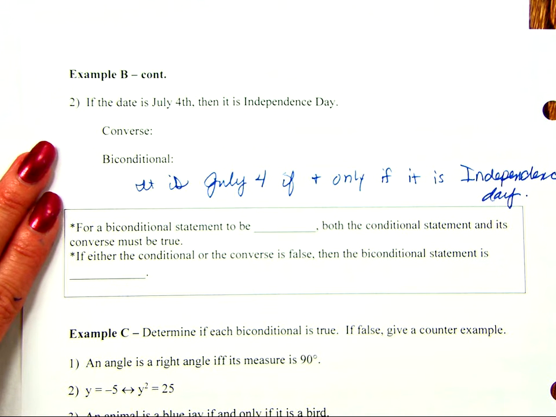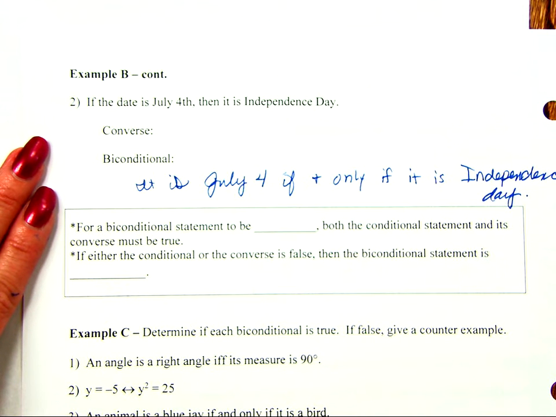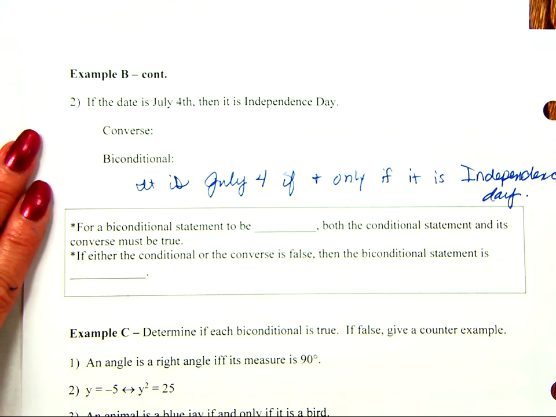Now the question in it: is that true? It is July 4th if and only if it is Independence Day? Yeah, that's true. What if it said it is Independence Day if and only if it is July 4th? That is also true. A biconditional, they may ask you to determine if it's true or false.